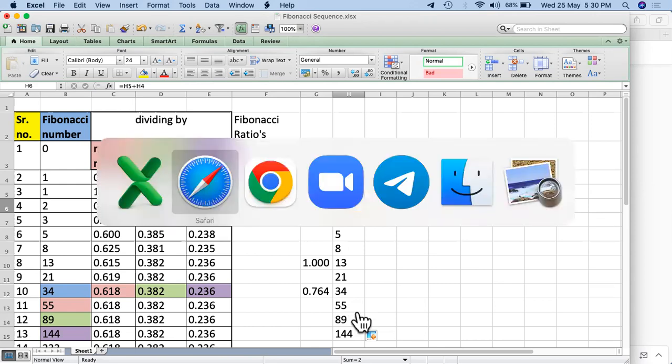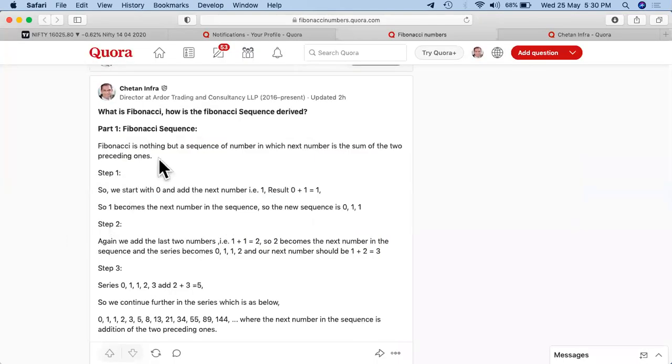So Fibonacci is nothing but a sequence of numbers in which the next number is the sum of the two preceding ones. Step one: we start with 0 and we add the next number, that is 1. The result is 0 plus 1 is 1. So 1 becomes the next number in the sequence, and the new sequence is 0, 1, 1.